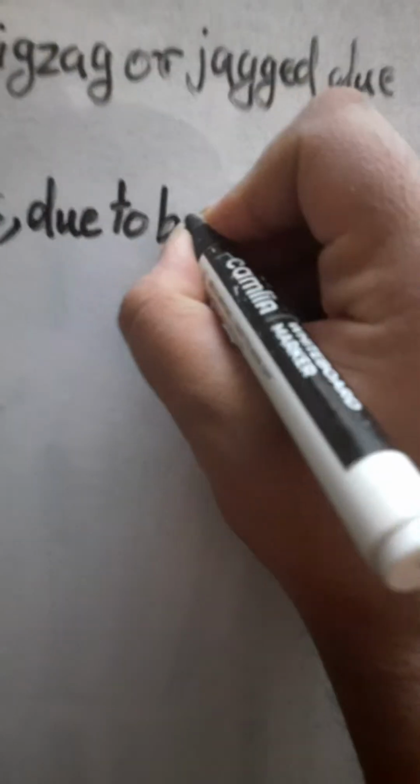due to the discrete nature of pixels. Jagged due to the discrete nature of pixels. Wait a second. Discrete nature of pixels, due to bad algorithm.